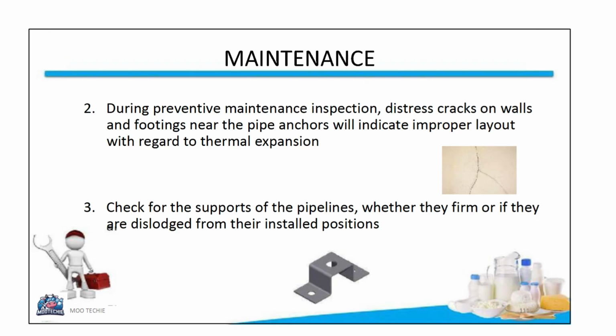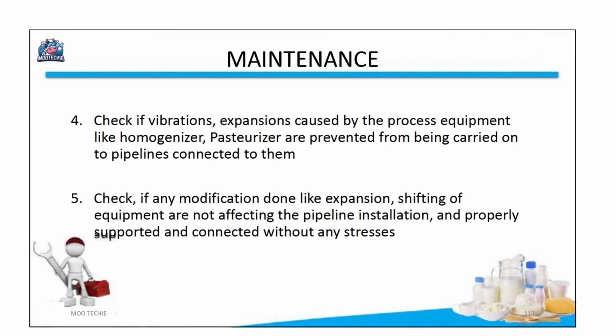Also check all the supports of the pipelines. Ensure they are still firm and have not been dislodged from their installed positions. Another key check is for vibrations. Ensure that vibrations and expansions caused by process equipment, like homogenizers and pasteurizers, are prevented from being carried on to the pipelines connected to them.